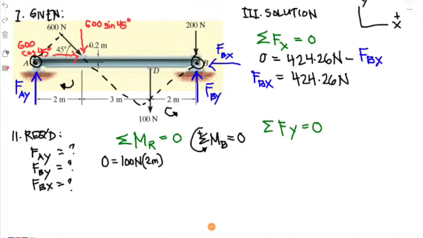What else? We have the component of 600 newtons here, which is 424.26. It will also turn point B counterclockwise, so it's positive. So that's 424.26 newtons times 2 plus 3, that's 5 meters. What else? Okay, so there are no more counterclockwise moments. So let's go to the clockwise moments.